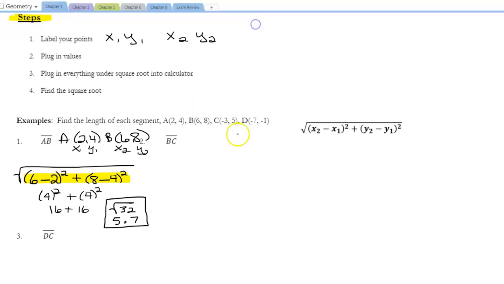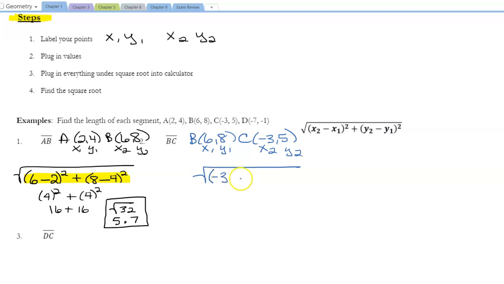I'll switch colors so we can make it stand out. B is 6, 8, and C is negative 3, 5. We're going to do the same thing. We're going to label x1, y1, x2, y2, and plug it in. When I plug it in, remember it's x2, so negative 3 minus 6 squared, and then y2 is 5 minus y1, which is 8.